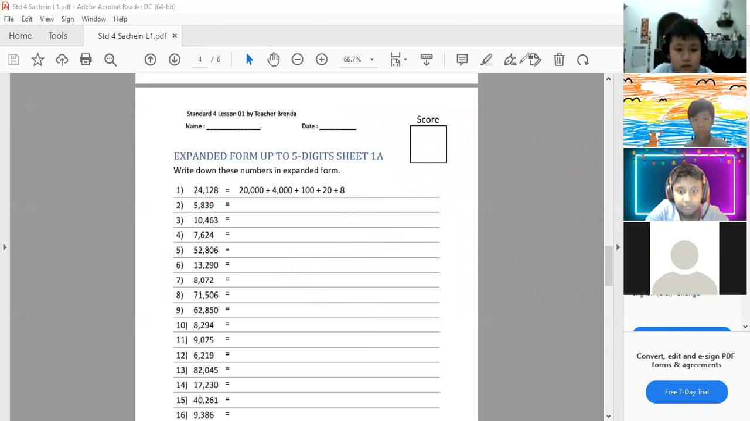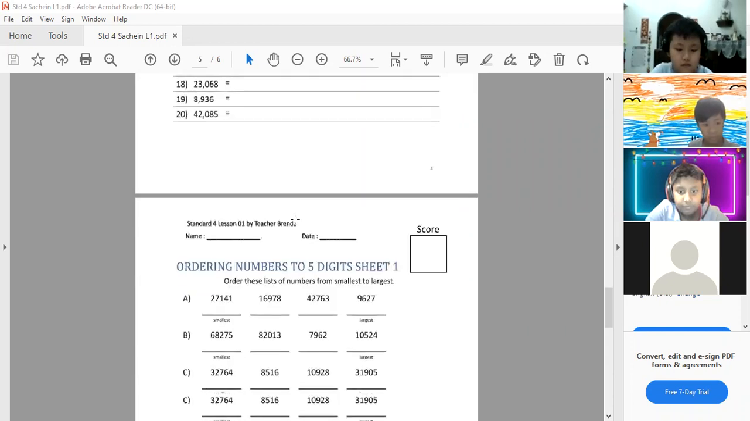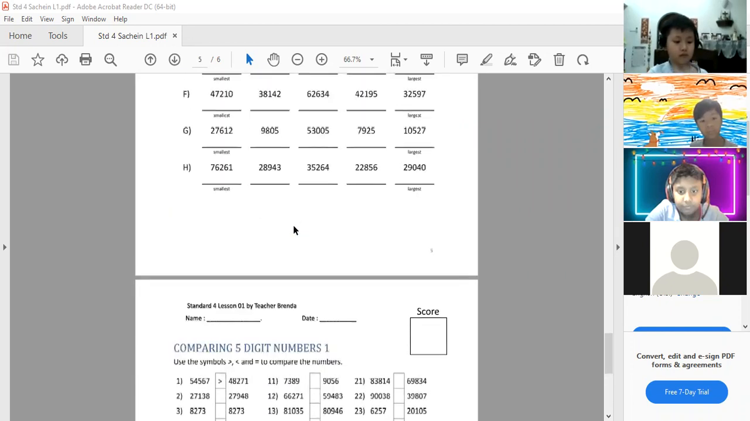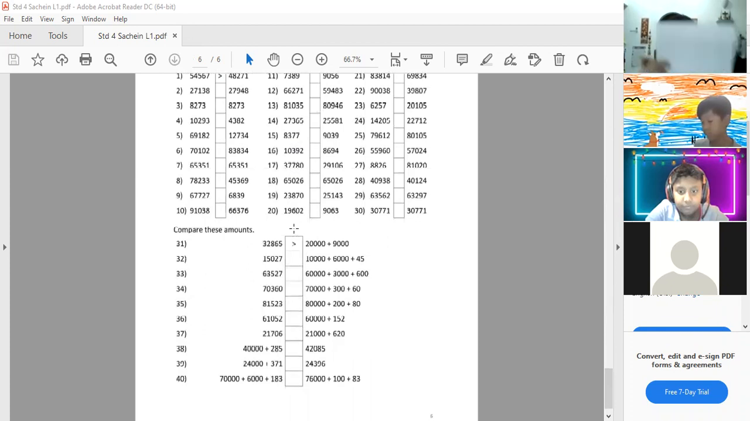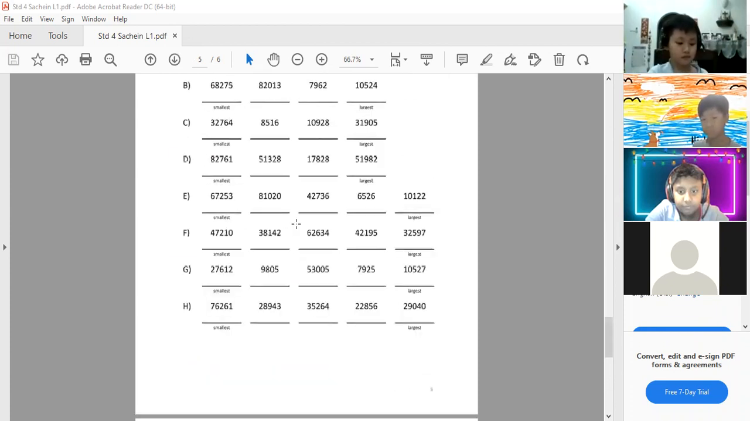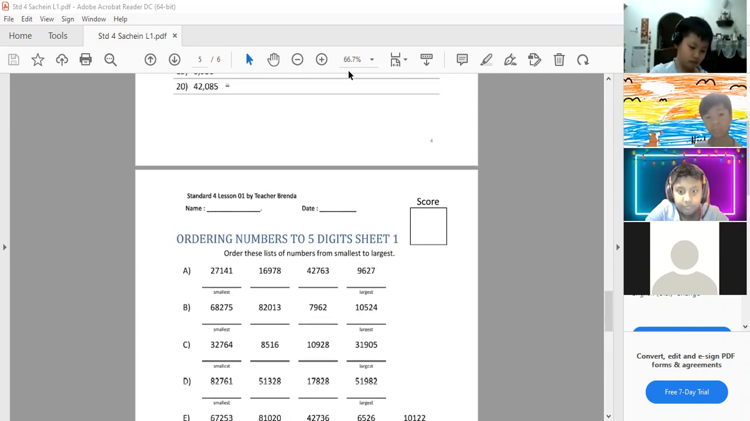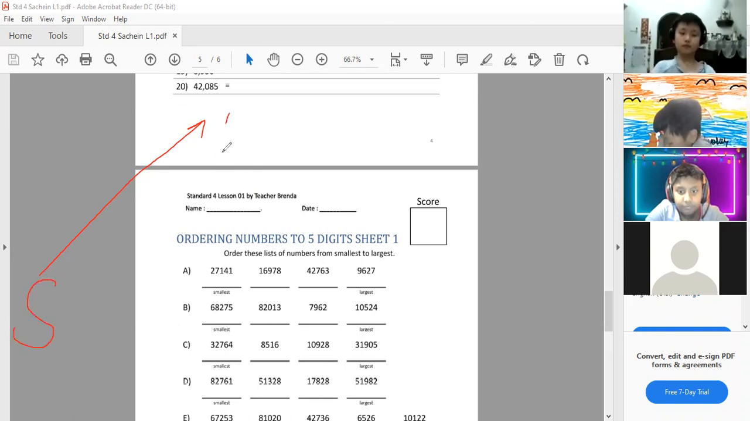Let's see what we are supposed to know. This one, ordering numbers, and this is the last 2 pages, and comparing numbers. So what is ordering? Ordering means arranging. Now numbers can be arranged in, again, 2 ways. Either you arrange them in an ascending manner. Ascending means going up. So going up means what? From a small number, it becomes a big number. Do you understand? And this is called ascending order.